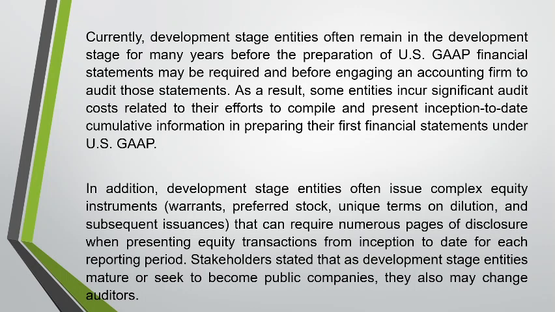As a result, some entities incurred significant audit costs related to this effort to compile and present inception cumulative information in preparing their first financial statements under U.S. GAAP. In addition, development stage entities often issue complex equity instruments, warrants, preferred stock, with unit terms, dilution, and subsequent issuances that can require numerous pages of disclosure when presenting equity transactions from inception to date for each reporting period.